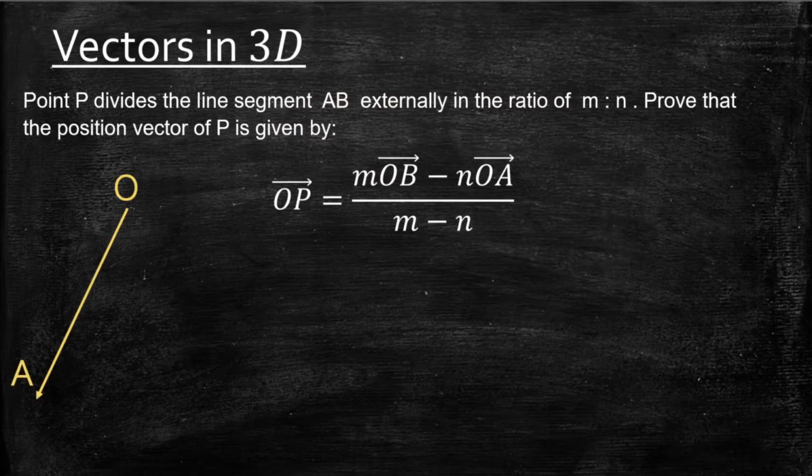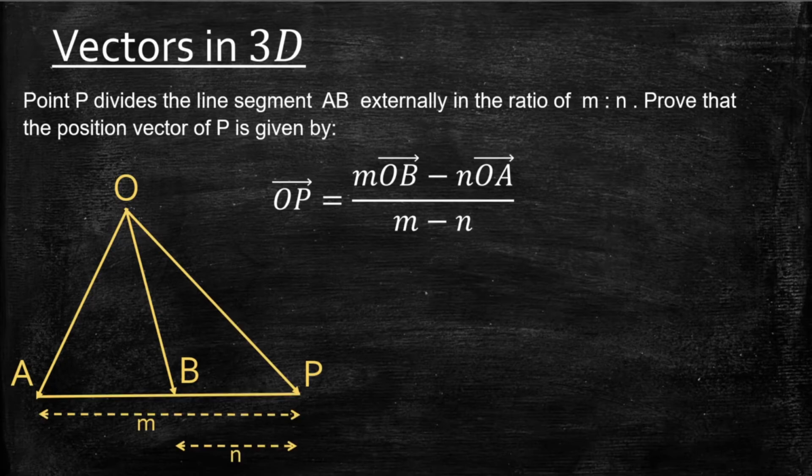So again, we've got vector A down there, and I've just changed orientation just to help with a bit of spacing on the PowerPoint. So we've got our position vector A, we've got our position vector B, and if we're doing it externally, I'm just going to put my point P down there somewhere. We know that the length of AP is going to be m, and the length of BP is going to be n, because it's divided externally in the ratio of m to n. And we're going to use the same principles that we used before to help us solve this question as we did dividing it internally in a ratio.